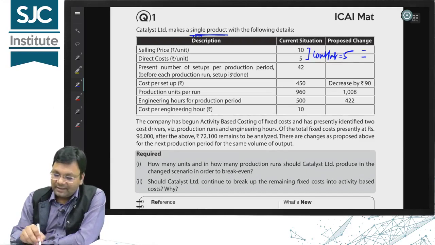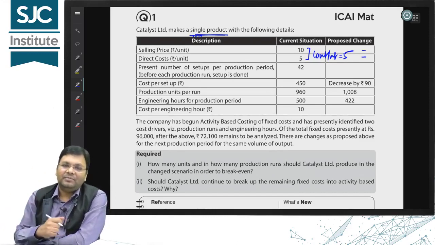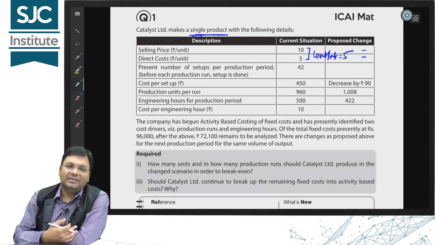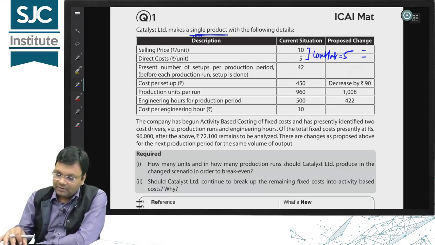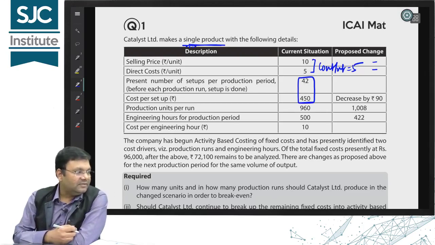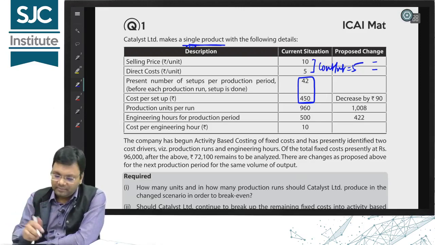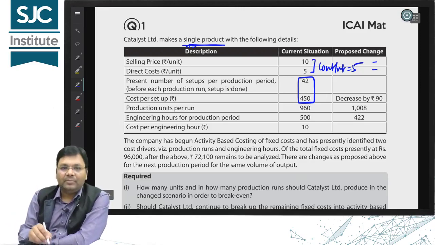Then, present number of setups per production period: before each production run a setup is done. That means every time one machine is started, you need to do a setup, and every time a new production run is done, a new setup is done. So number of setups we have is 42, cost per setup is 450. From this you can find the total cost of setup. Units per run means in one run, one setup, because before each run we are doing a setup.